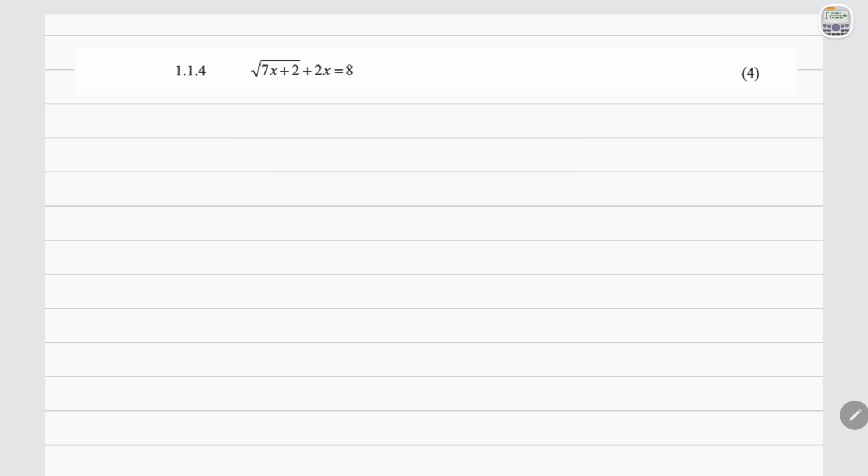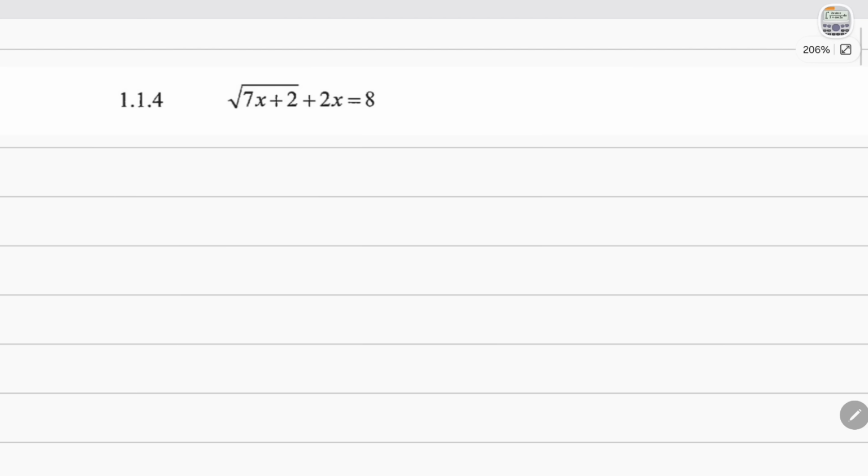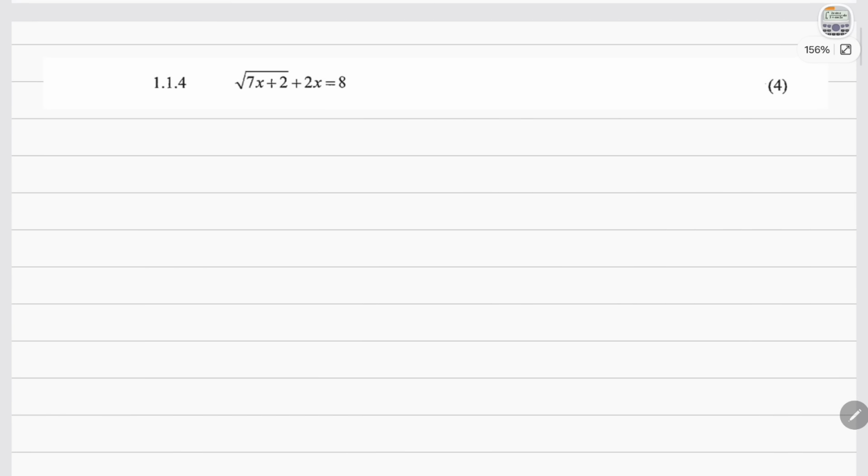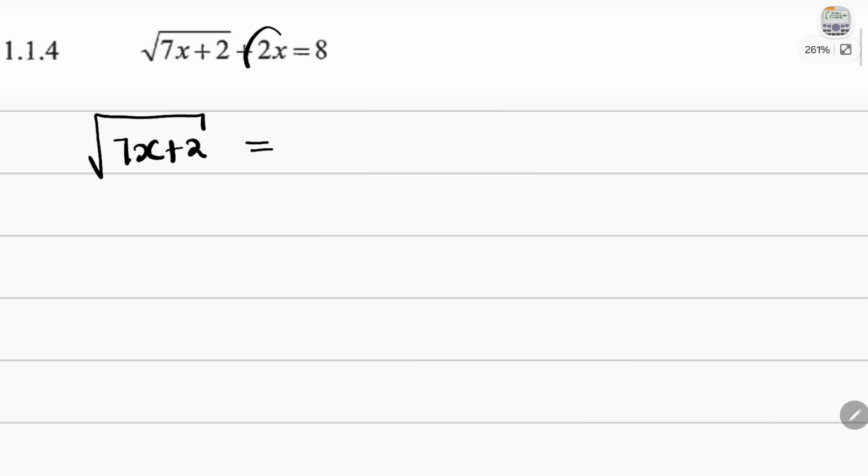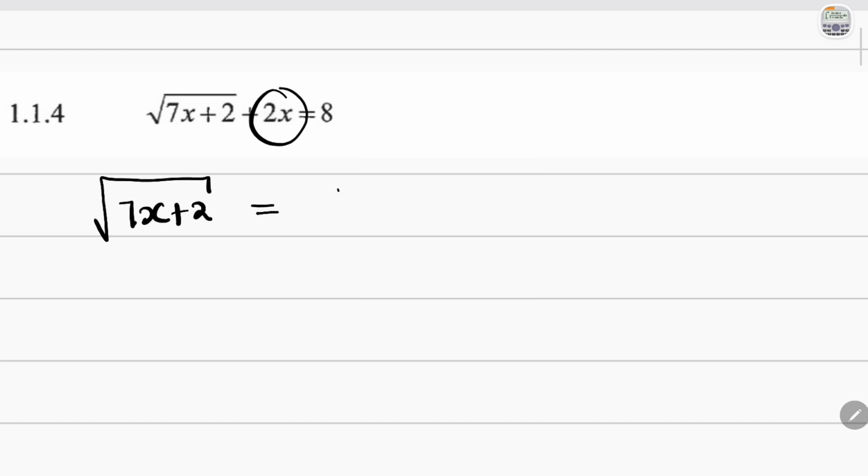The next question, 1.1.4, we are given an equation with a surd. With equations with surds, you see that this is the surd. What we're going to do is try to isolate the surd, so leave the surd alone on one hand side. And so we will say the square root of 7x plus 2 is equal to, and I'm going to take the 2x over. But when I take it over, I want to write the 2x first, just because it's easier to square it like that. I'll rewrite this as -2x now. And then we still have a +8 on this side, so +8.